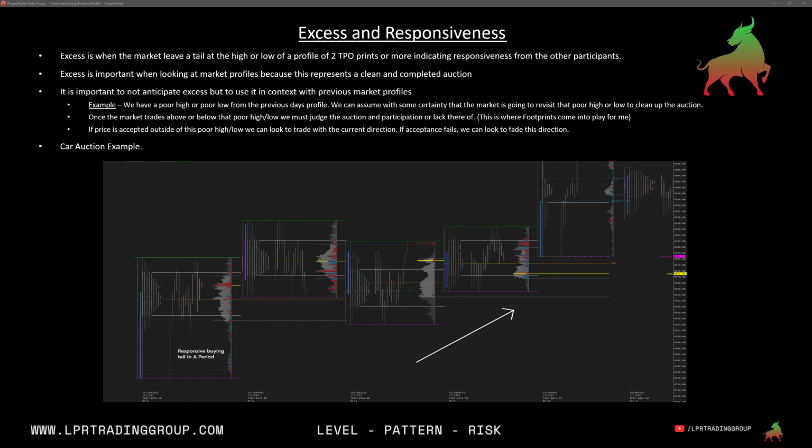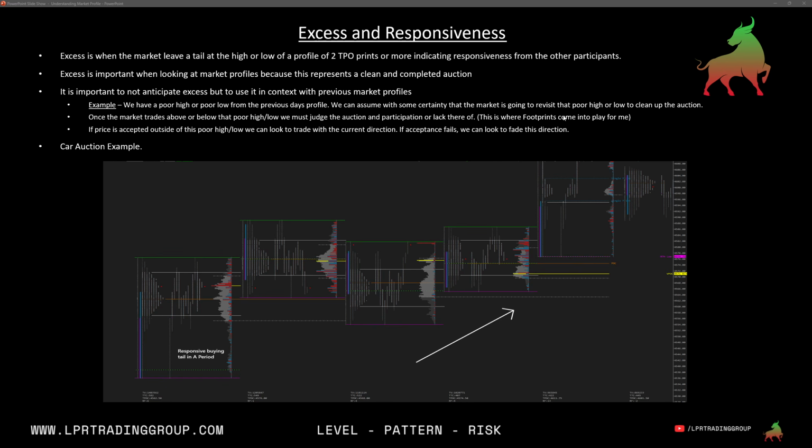It is important not to anticipate excess, but to use it in context with previous market profiles or previous market profile periods. Example, we have a poor high or a poor low from the previous day's profile. We can assume with some certainty that the market is going to revisit that poor high or low and clean up the auction. Once the market trades above or below that poor high or low, we must judge the auction and participation or lack thereof. This is where the footprints come into play for me.